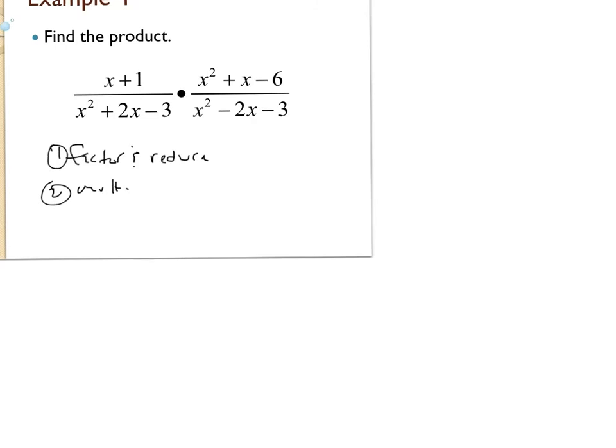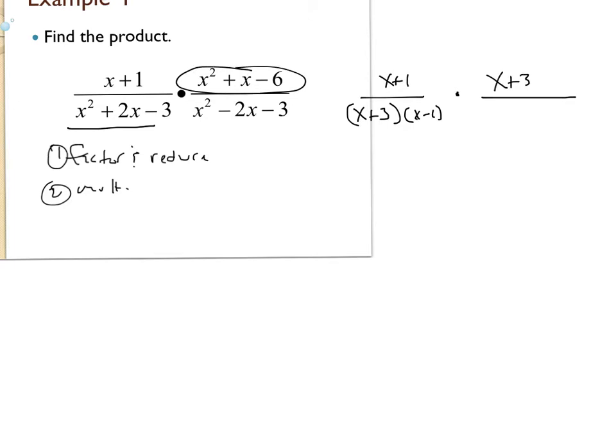So we'll start with the first term on the left, so x plus 1, and then this will factor into x plus 3, x minus 1. I'm going to multiply that. We'll look at this one. This is the same as x plus 3, x minus 2. And then this one down here is x minus 3, x plus 1.